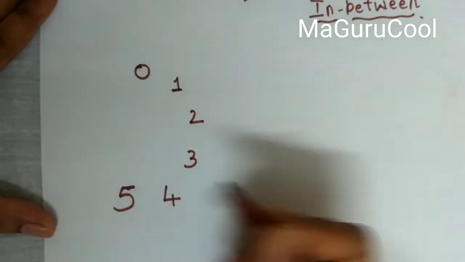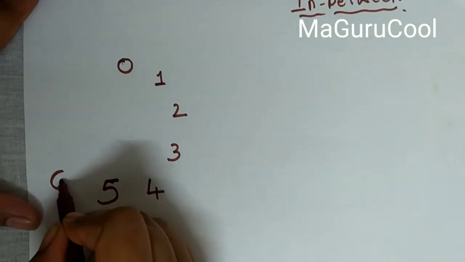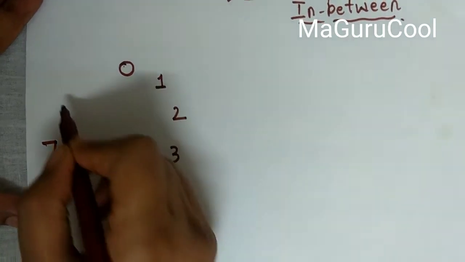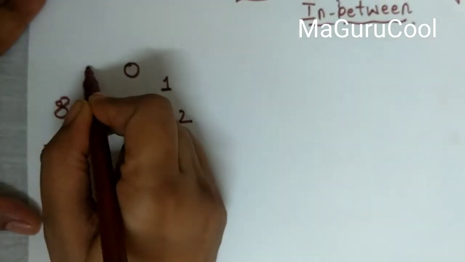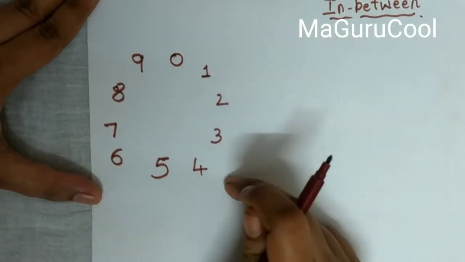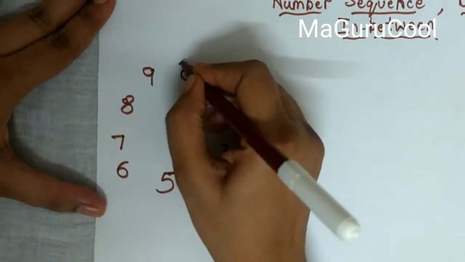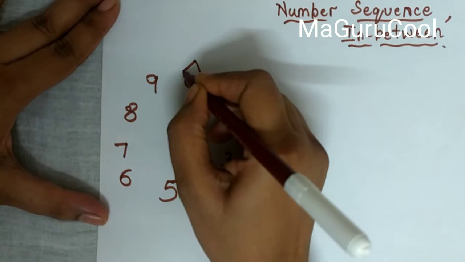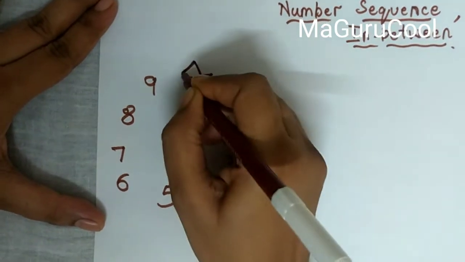You can make the second circle with 11 to probably 20. I think it will come, right? Or you can start off with 10 and then go up till 19. Sorry, so the second circle can go from 10 to 19.